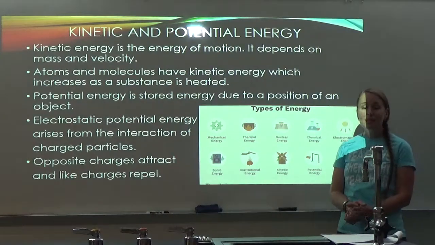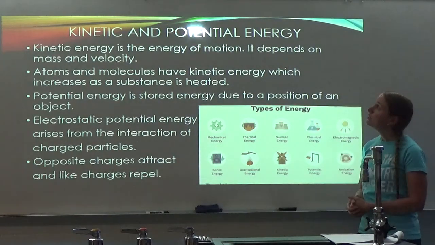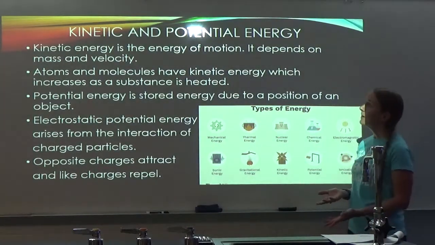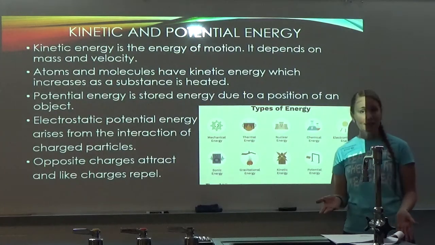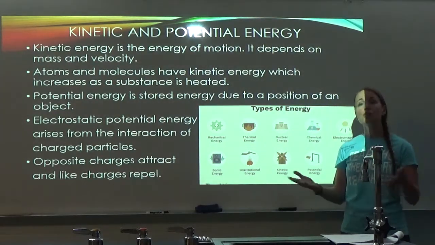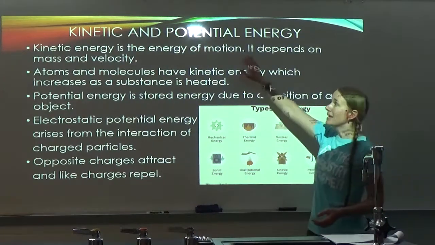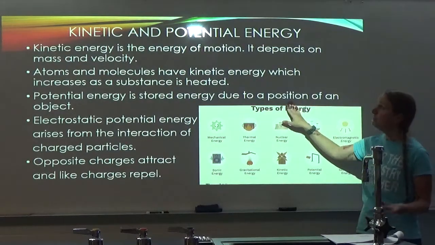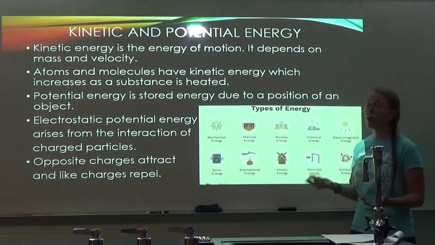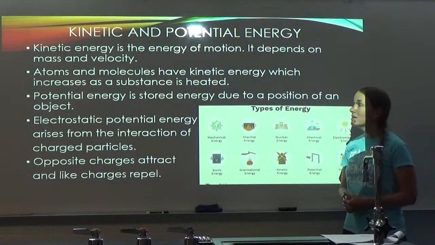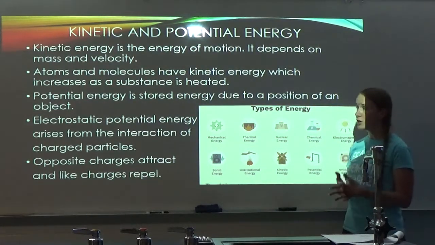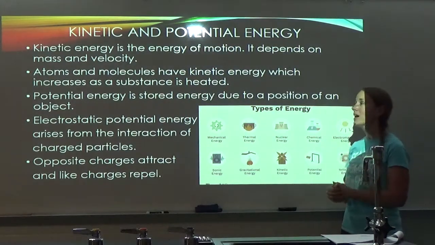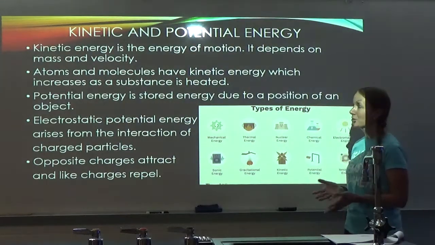So, kinetic and potential energy. Kinetic energy is the energy of motion. It depends on mass and velocity. Atoms and molecules have kinetic energy, which increases as a substance is heated. So we know that when we heat a substance, the particles move faster. Well, kinetic energy is based on velocity or speed of particles. Potential energy is stored energy due to the position of an object. And then electrostatic potential energy arises from the interaction of charged particles. So as you can imagine, because in chemistry we talk about protons and electrons all the time, we will focus a lot on electrostatic potential energy.